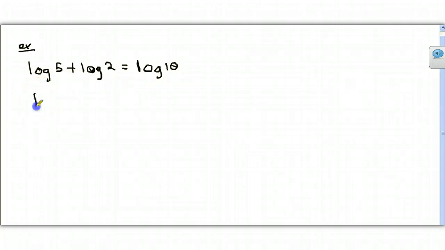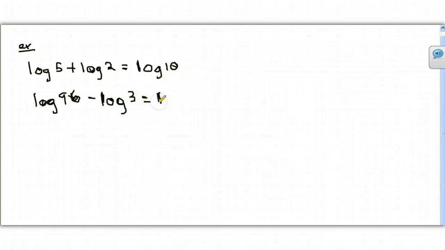So the next one, you got log of 96 minus log of 3. So what happens when you subtract logarithms? So what do you divide? And what does that give you? Log what? So the answer is going to be log 32. You do 96 divided by 3. When you subtract logarithms, you divide what's in front.